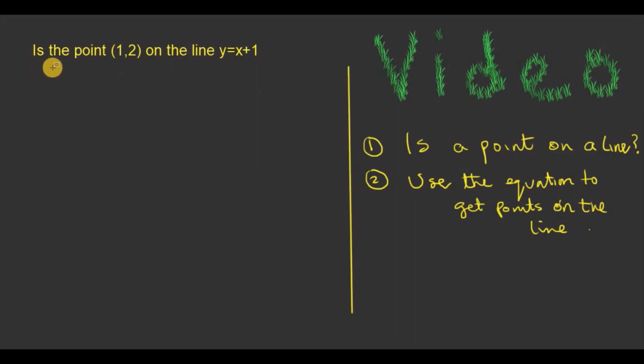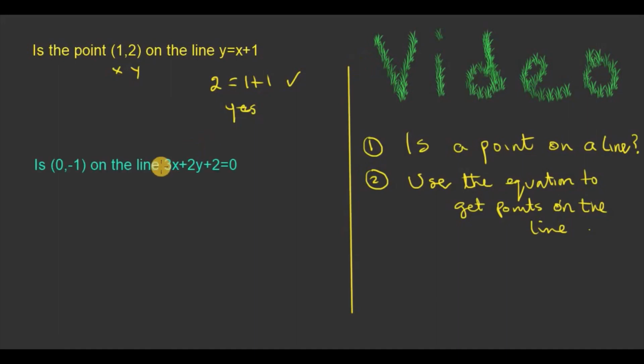So you might be asked a question, is the point 1, 2 on this line y is equal to x plus 1? So this 1 represents the x value and the 2 represents the y value, and you plug these numbers into this equation here to see if it works out. So is y, which is equal to 2, equal to x, which is 1, plus 1? And that's true. Yes. So therefore the answer is true. Yes, this point is on the line.